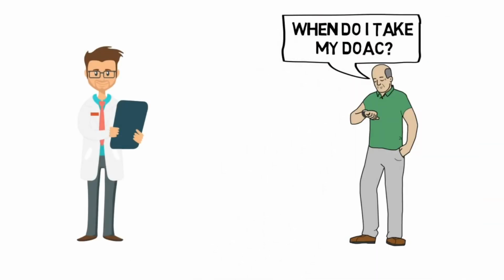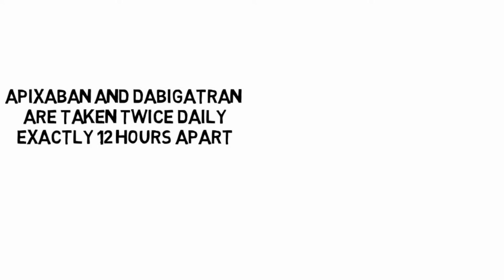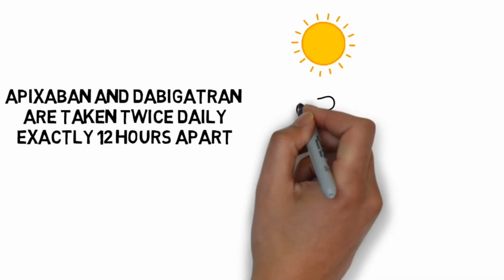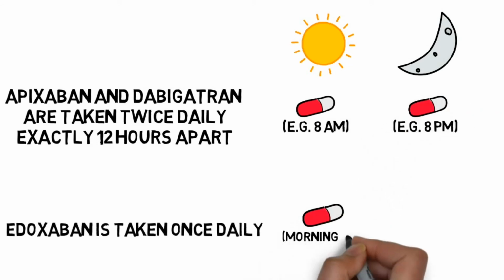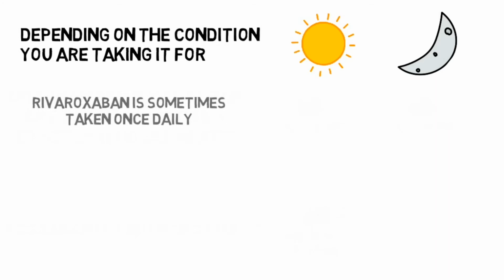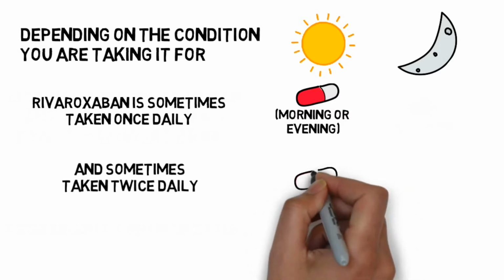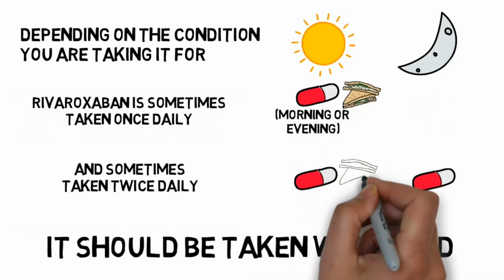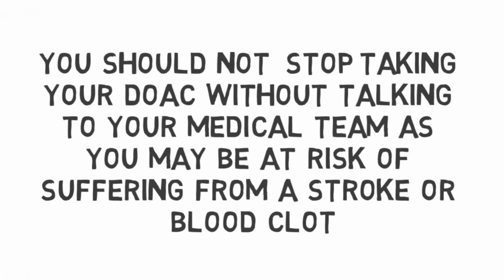When should you take your DOAC? That depends on which DOAC you are taking. Apixaban and Dabigatran are taken twice daily, exactly 12 hours apart, for example at 8 a.m. and 8 p.m. Edoxaban is taken once daily, either in the morning or in the evening. Depending on the condition you are taking it for, Rivaroxaban is sometimes taken once daily, either in the morning or in the evening, and sometimes taken twice daily. Rivaroxaban should be taken with food. You should not stop taking your DOAC without talking to your medical team, as you may be at risk of suffering from a stroke or blood clot.